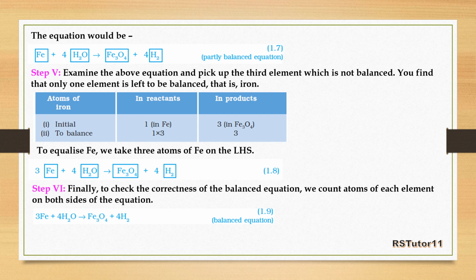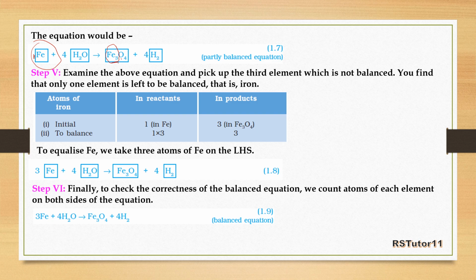Okay. The equation would be iron plus 4H2O, 4 molecules of water, plus Fe3O4. That is iron oxide. And next 4 molecules of hydrogen. See, 8, 8. Oxygen 4, 4. Still iron is not balanced here. Can you see? Why? Because 3 atoms and 1 atom. Okay. Examine the above equation and pick up the third element which is not balanced.